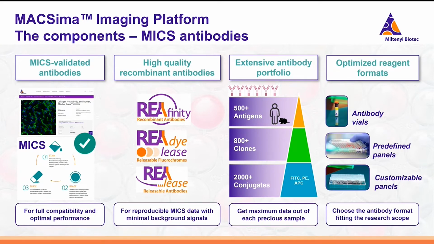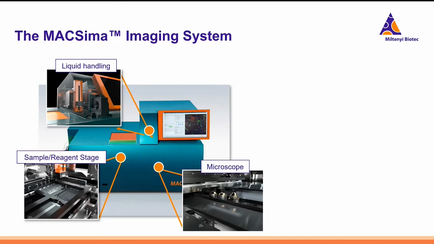We have different formats. So not only can you use antibody vials like you always use, preparing them beforehand, but we also have predefined panels and very soon customizable panels that will make the experience with the MACSima even more effortless than it already is. Just to mention that we offer this, but the MACSima is still an open platform, and it's still possible for users to use their own antibodies as long as they follow our rules, which is to use bleachable fluorophores, primarily conjugated, and then it's how you wish, actually, quite flexible.